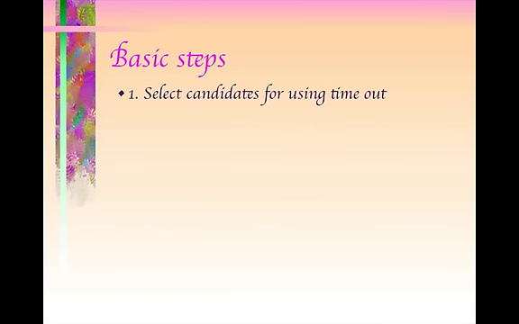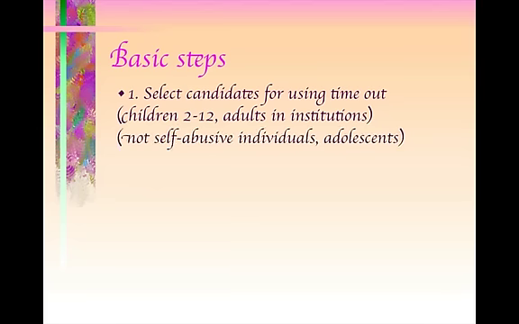So the basic steps are, first of all, selecting the candidates for using timeout. That's the candidates in terms of the people, but also in terms of the behaviour. We don't use it for all behaviours, and we don't use it for all individuals. As children get older, it's probably not the best procedure to use. You might use it with younger children or with adults who have disabilities in institutions, but not if they are self-abusive individuals, or probably with adolescents for the most part. It's a difficult one to use as well.